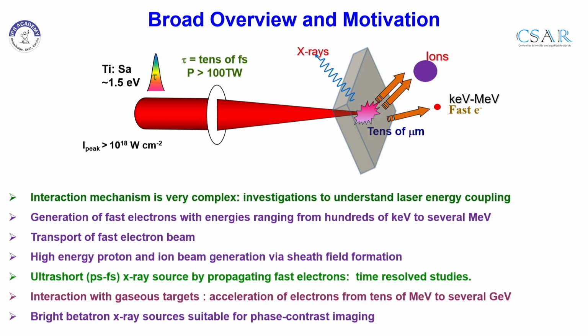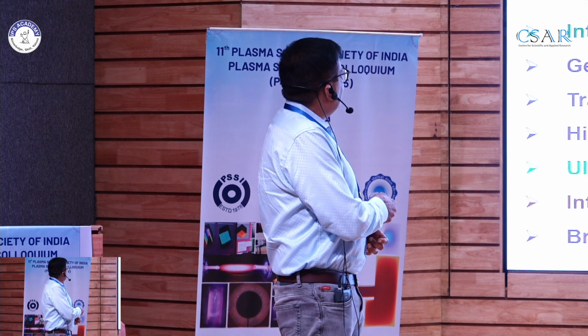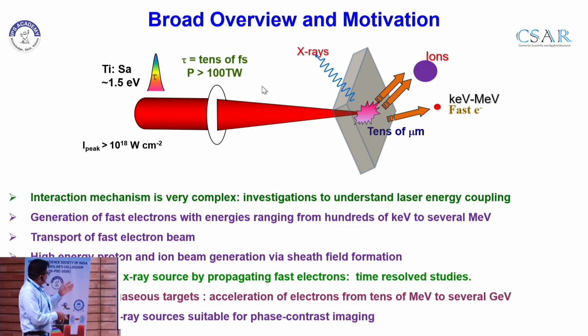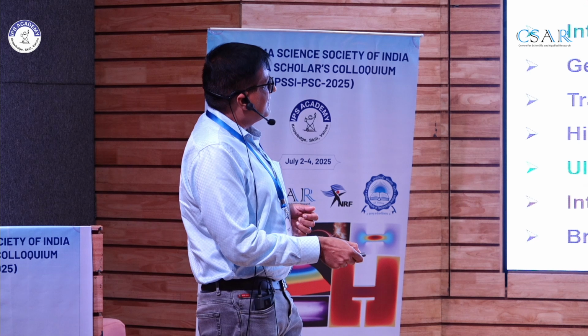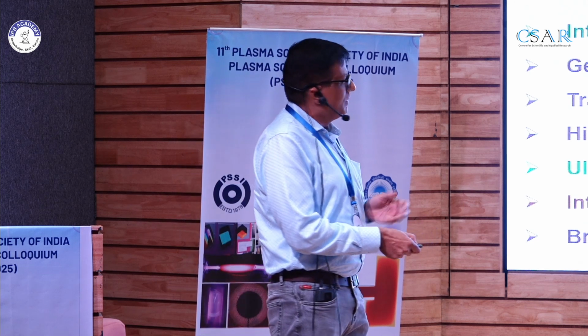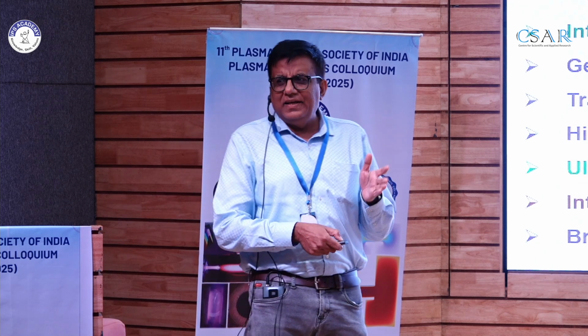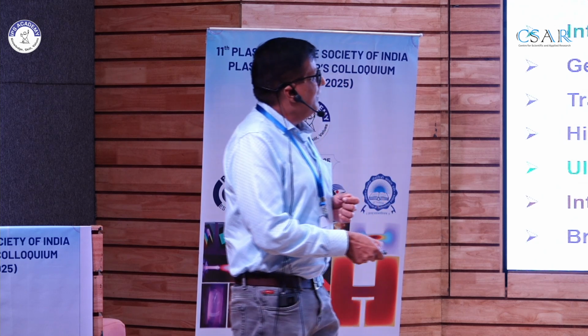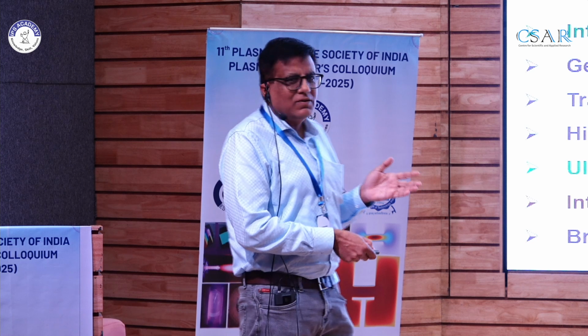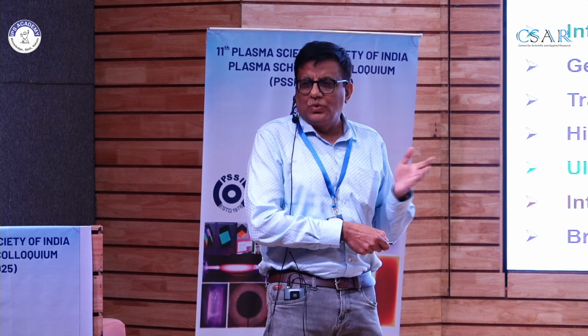This slide gives the broad overview and the motivation for the work. Typically we use titanium sapphire lasers with a photon energy of 1.5 eV. The pulse duration is typically tens of femtoseconds, and the power comes to in excess of 100 terawatt. When we focus it to a size of a few microns on a foil of typically a few microns to tens of microns thickness, the peak intensity achieved is greater than 10^18 watt per centimeter square. So we have a copious amount of ions and fast electrons emitting from this source.